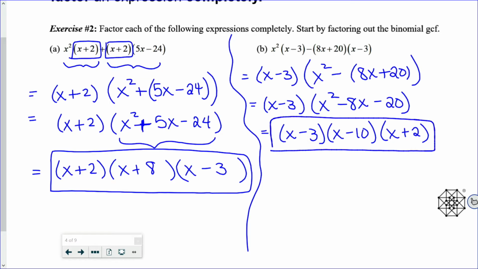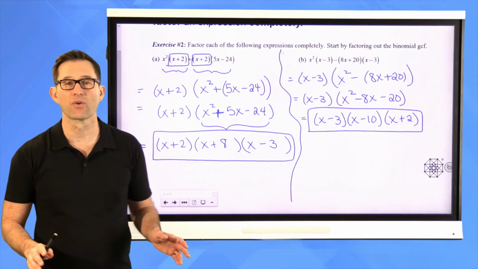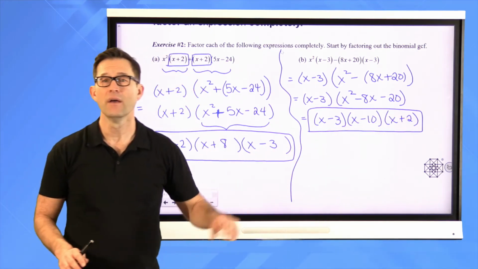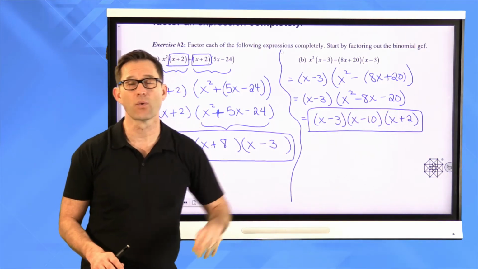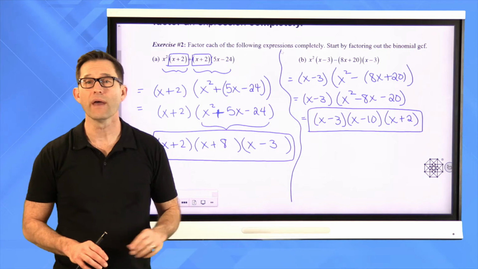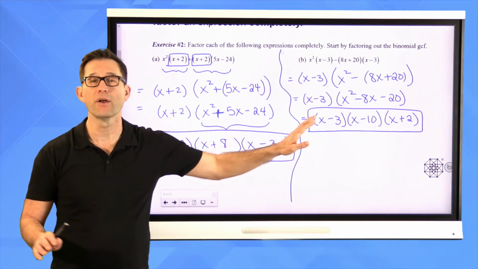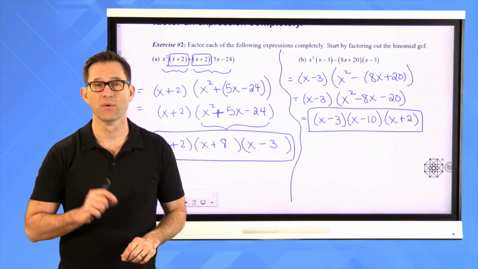Now, students will always ask me, well, I had x plus 2 times x minus 10. Is that still correct? So if you had x plus 2 and x minus 10 here, in other words, those two binomials were still there. They were just in the opposite order. The answer is that's perfectly okay. This is multiplication of 3 things. You could have these 3 binomials in any order you want because multiplication is commutative.